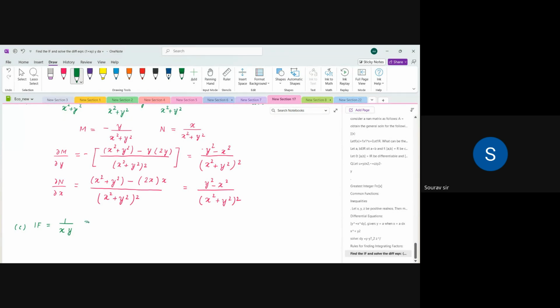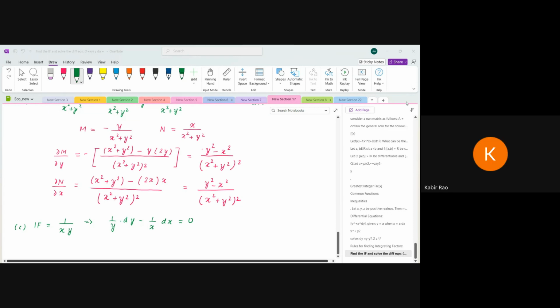So in that case, the integrating factor will become 1 by y dy minus 1 by x dx equals to 0. What about this? This will be exact. This is exact, yes. So one option remains, obviously that will be it, but you can just check also for once.